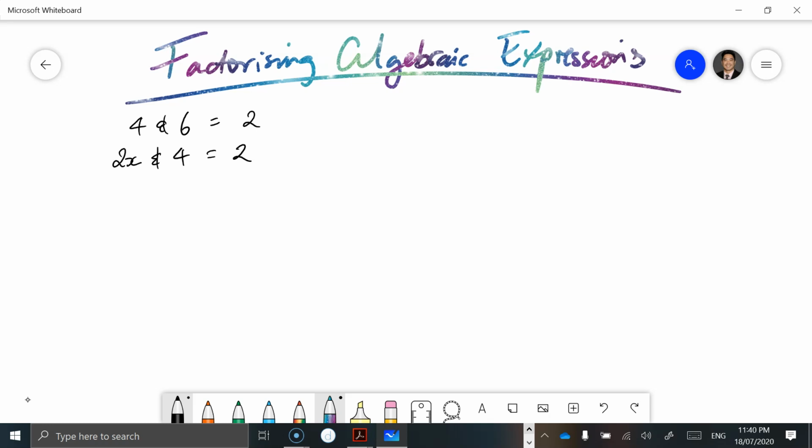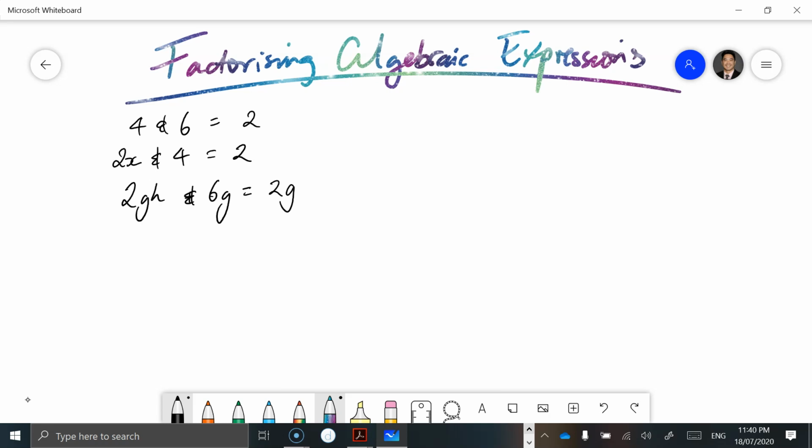So then if we had something like, say, 2gh and 6g, then you have a common number. Highest common number is 2. So 2 and 6 can be divisible by 2. And you have common letters, okay? A common term or common pronumeral, which is g. So 2g is going to be your highest common factor between these two terms.